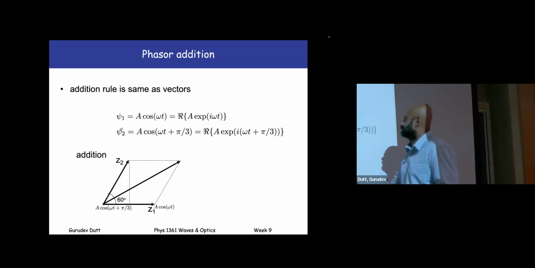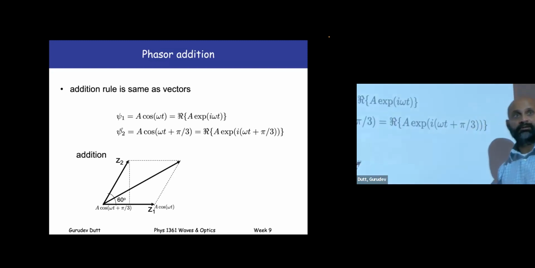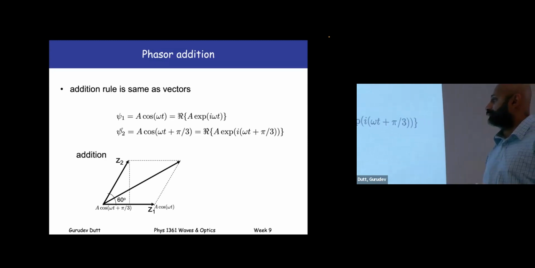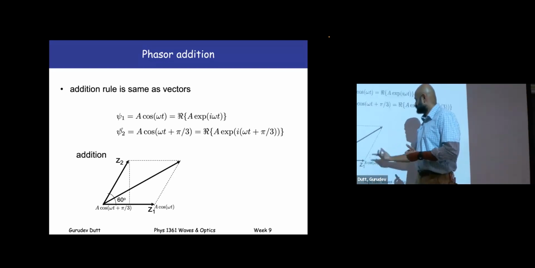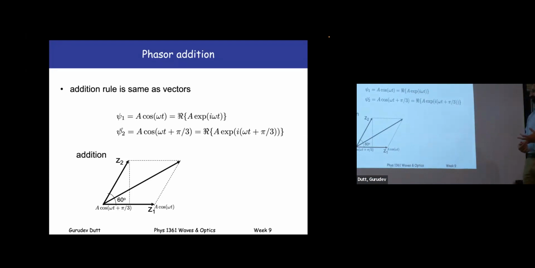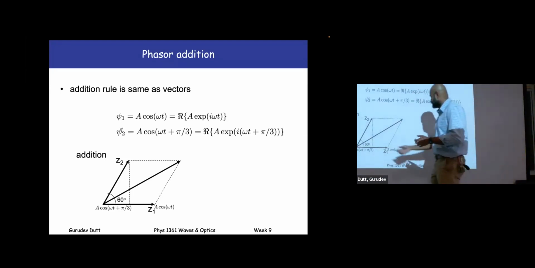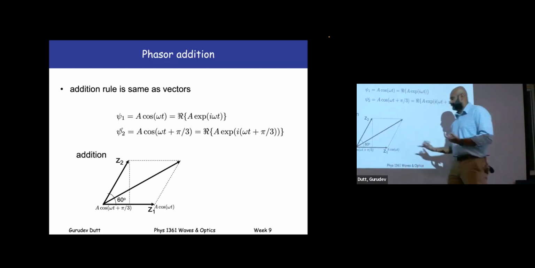So for example, this is from lecture 2 where we did the full calculation for taking cosine omega t and cosine omega t plus pi over 3 and adding them. We did the addition using trigonometric functions, but now we're going to do it using simple vector addition, like the parallelogram law for adding vectors. So we can take the vector z1, which represents cosine omega t, and the vector z2, which is the phasor for cosine omega t plus pi over 3. The angle between them is 60 degrees, pi over 3. Then the sum is just taken using the usual parallelogram addition.